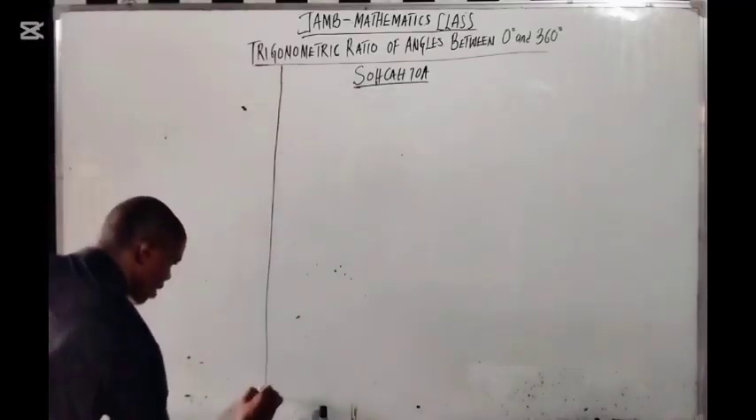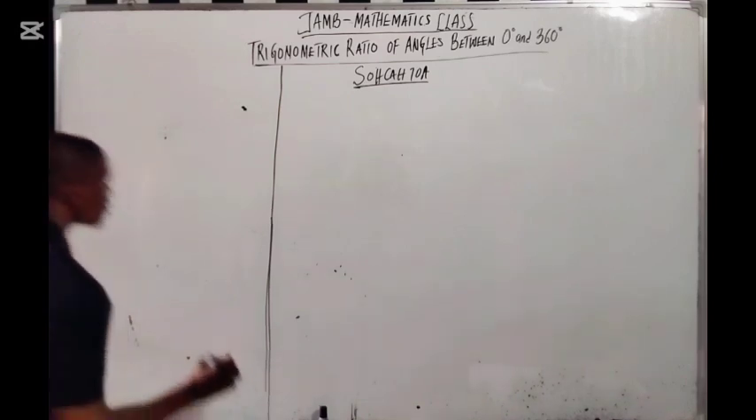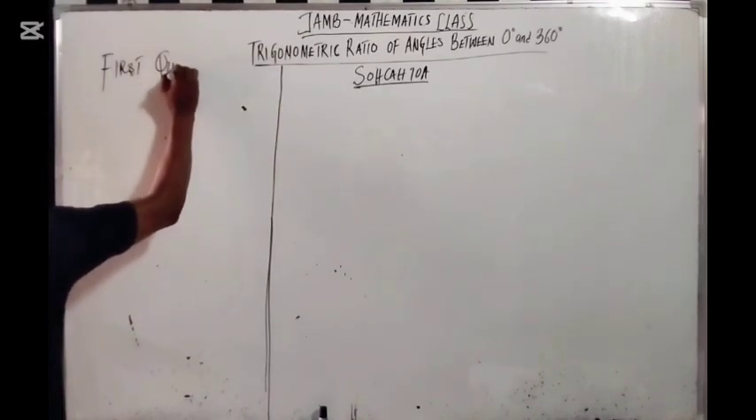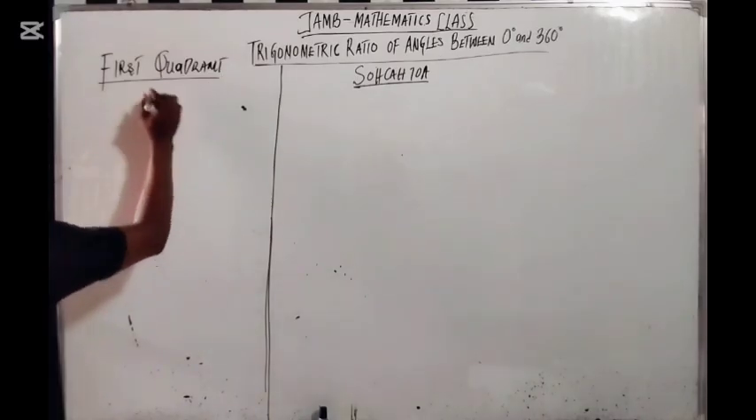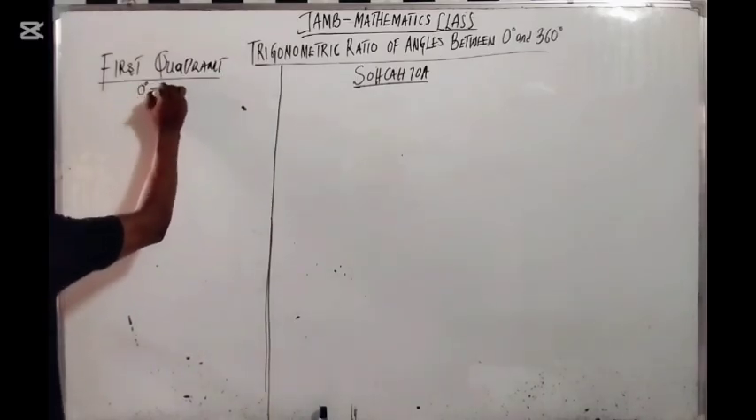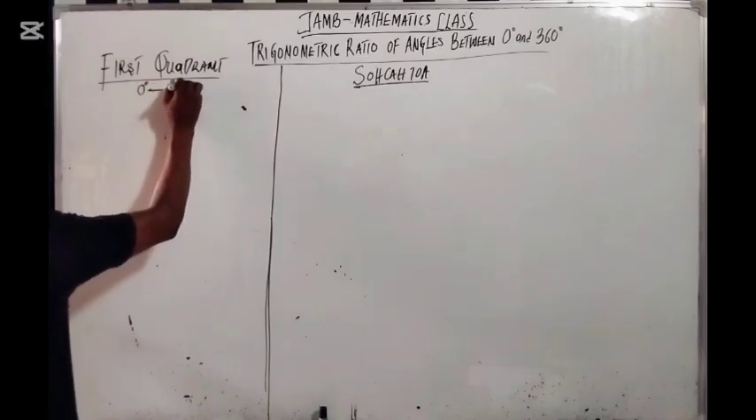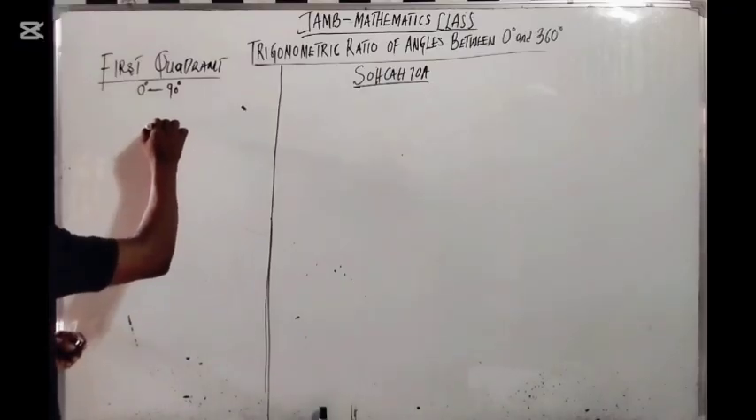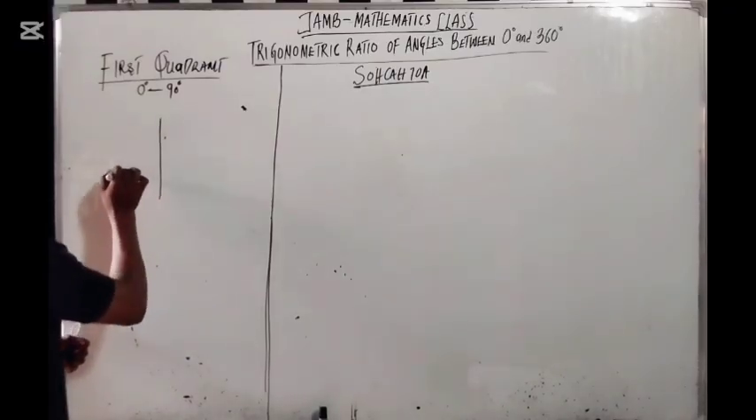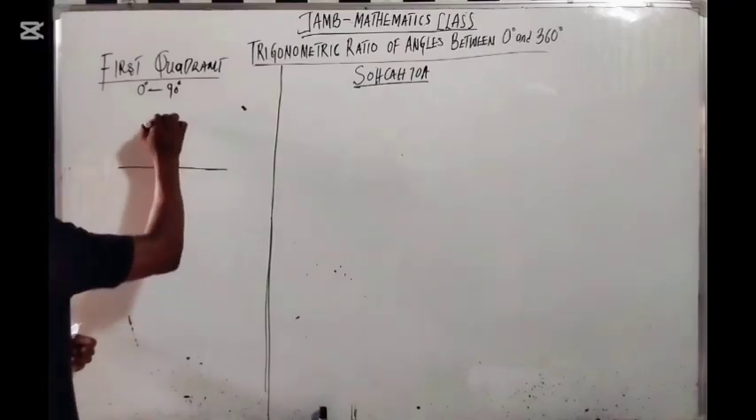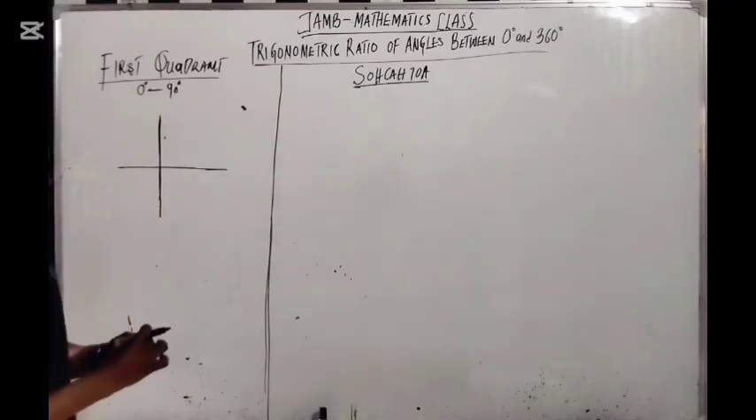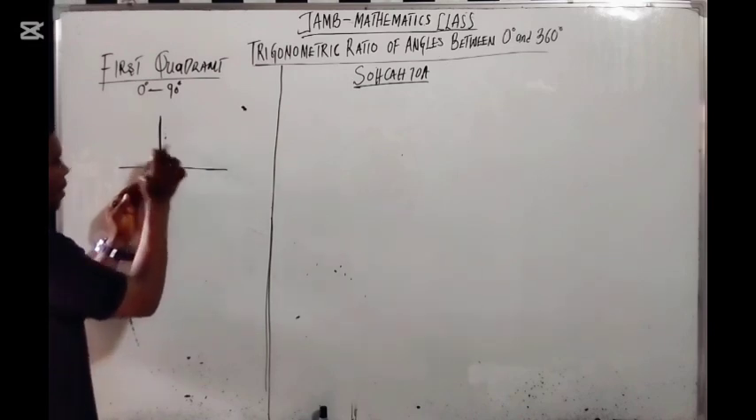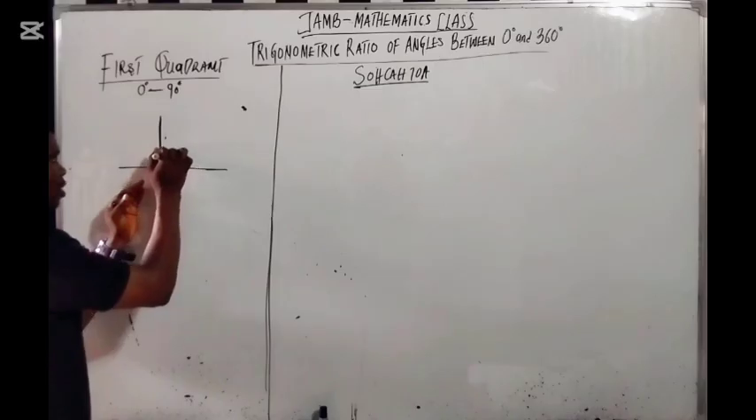So let's look at the first quadrant. The first quadrant is between 0 degrees and 90 degrees. What you want to understand here is this. If you look at this one here, then remember we have to call the y and the x axis, right? So here you're talking about this point here, between here and this point here, right?